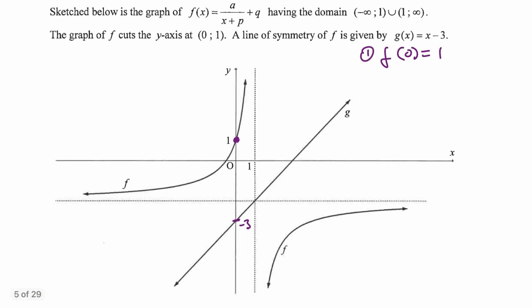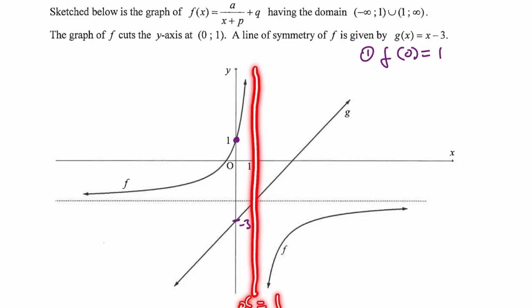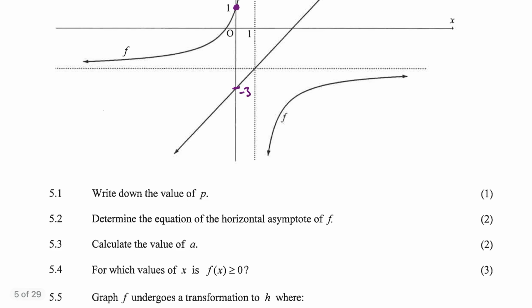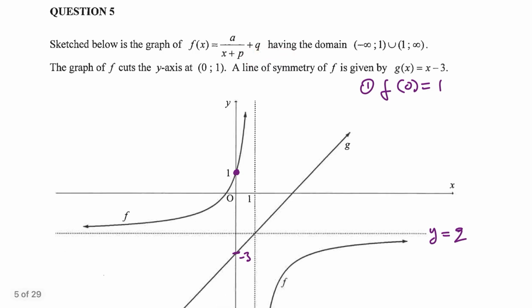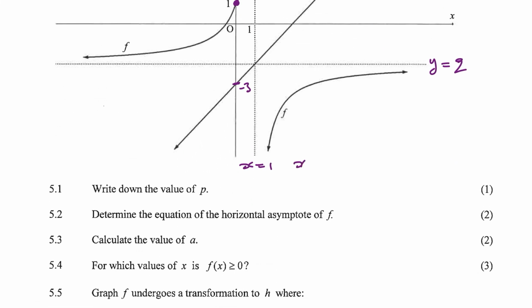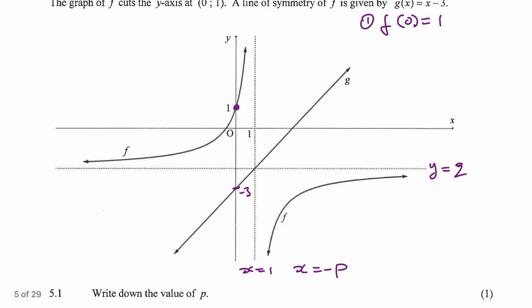And what else is being told here? We're also told that the vertical asymptote is x equal to 1. So this is your vertical asymptote, x is equal to 1. Your horizontal asymptote is equal to q, of course. Remember that your horizontal asymptote is equal to q, and if your vertical asymptote is x plus p equal to 0, then your x is equal to negative p. So based on this, x is equal to negative p. Make sense?